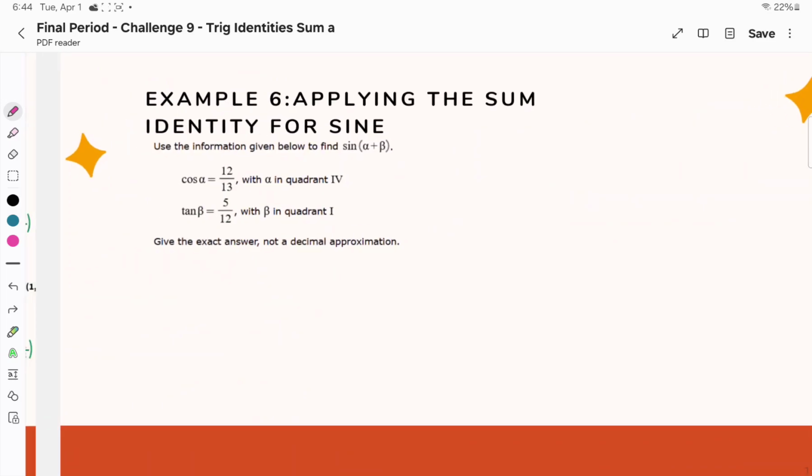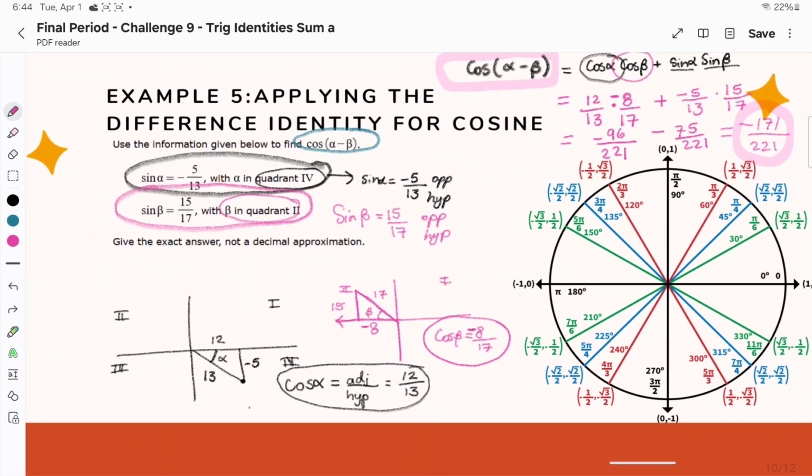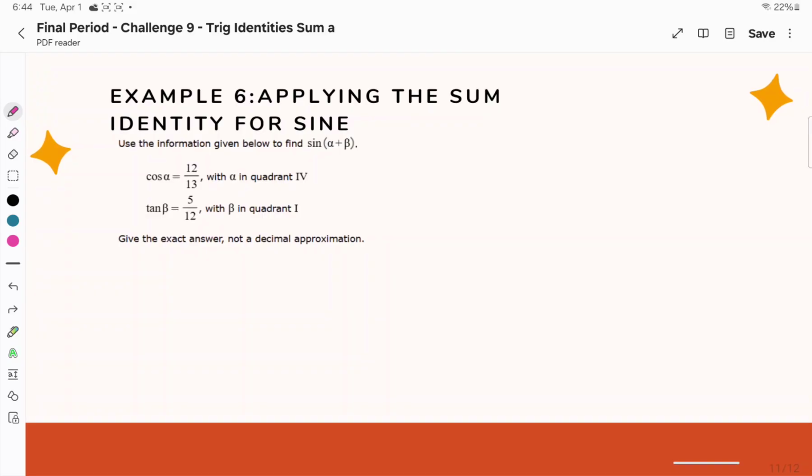So let's see. Now we're gonna do example 6. Again, it says, use the information given below to find sine of alpha plus beta. And we have information about alpha and beta separately, right? We know that the cosine of alpha is 12 over 13 and it is in quadrant 4. And the tangent of beta is 5 over 12 and it is in quadrant 1.